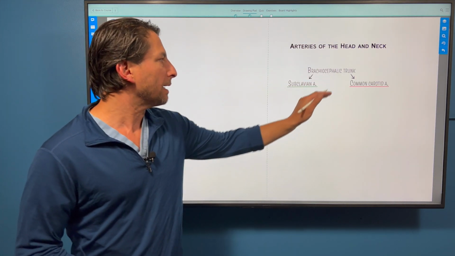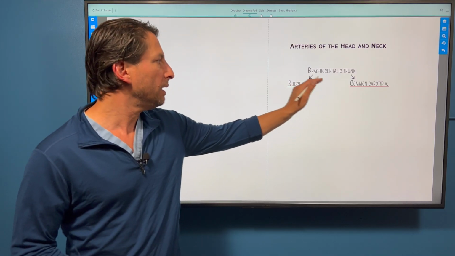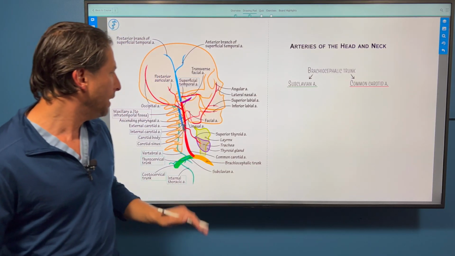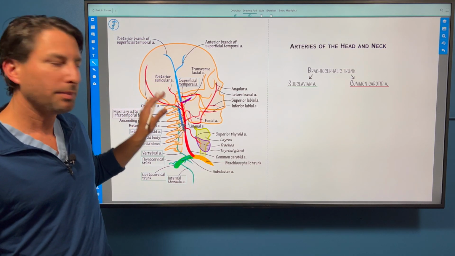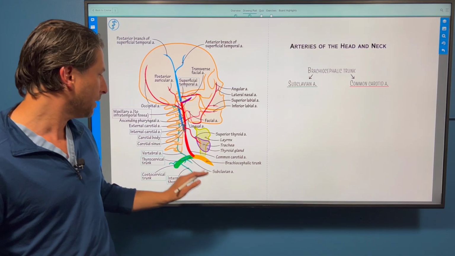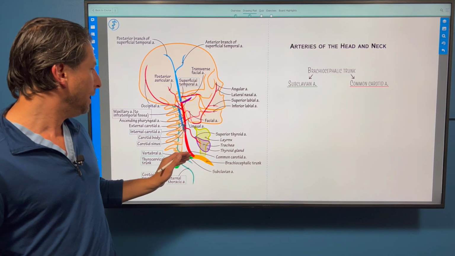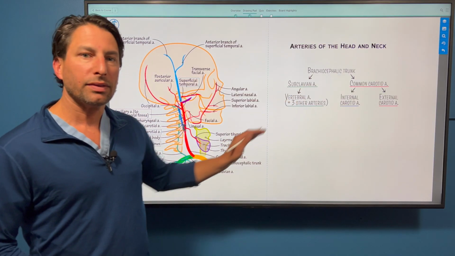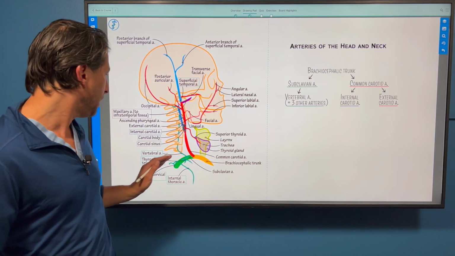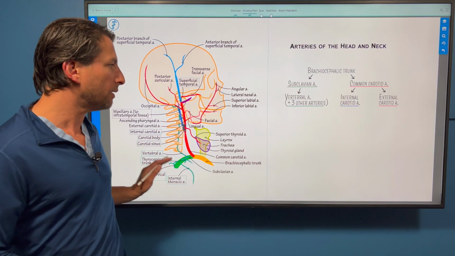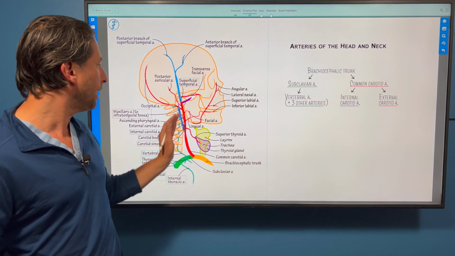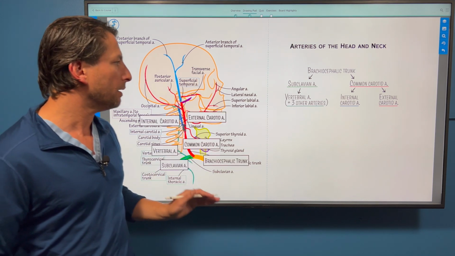Arteries of the head and neck. So brachiocephalic trunk divides into the subclavian artery and the common carotid artery. So this is some complicated anatomy here. Here's our brachiocephalic trunk, here's our subclavian artery, and here's our common carotid artery. Subclavian then gives off the vertebral artery back here and several other arteries. And then the common carotid divides into an internal carotid and an external carotid here.